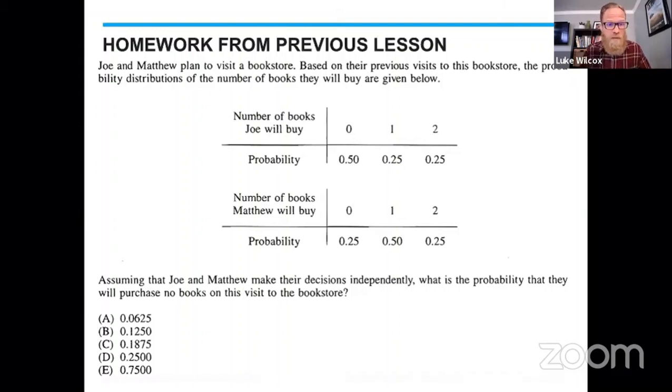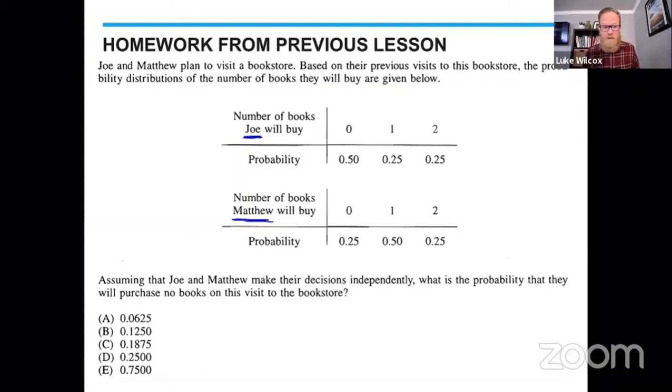Joe and Matthew plan to visit a bookstore. Based on their previous visits to this bookstore, the probability distributions of the number of books they will buy are given below. So it looks to me like this first distribution is the distribution of number of books for Joe, and the second distribution is the number of books for Matthew. And it looks like they're either going to buy 0 or 1 or 2 books total.